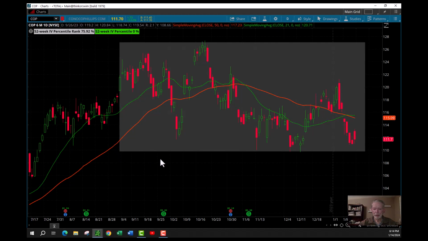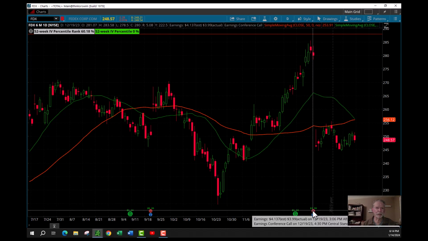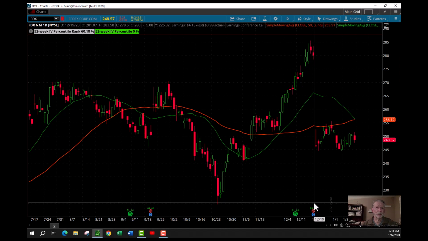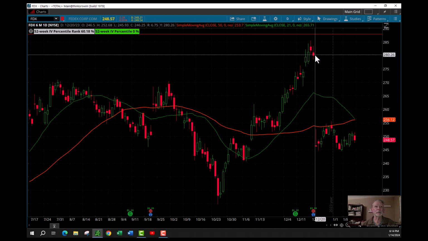So let's see, I've got one more maybe. Let's see if I look at this one. FedEx, and there again, look at the drop in this one. Some people don't like, or they start getting nervous around the earnings announcement time. This particular stock, FedEx, had a very bad earnings announcement. So you can see it fell all the way down to 246 from 280 just overnight.